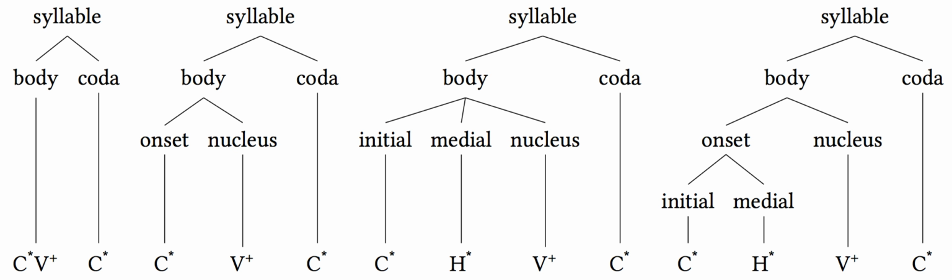Topic: coda. A codaless syllable of the form V, CV, CCV, etc. is called an open syllable, while one with a coda is a closed syllable, of the form VC, CVC, etc.